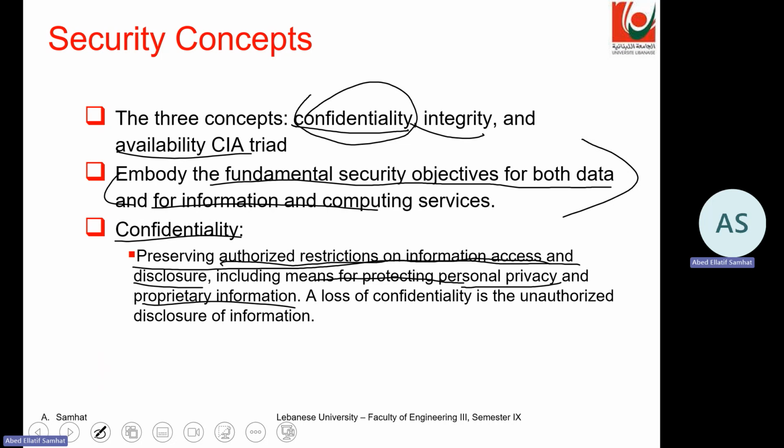So what's the loss of confidentiality? The loss of confidentiality is the unauthorized disclosure of information. So that's why to preserve the confidentiality, the information should be protected and only authorized person should know them. Okay, so if any unauthorized person or unauthorized access to those data is achieved, this means that we lose the confidentiality.